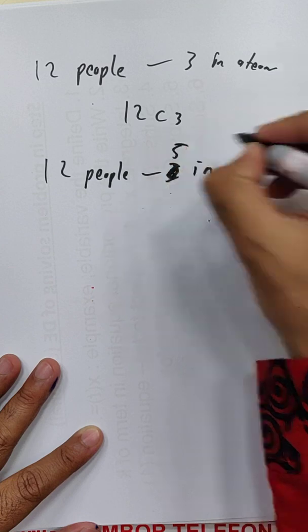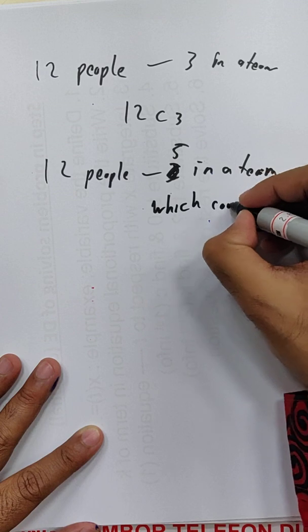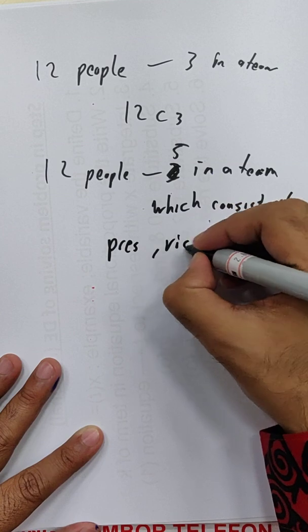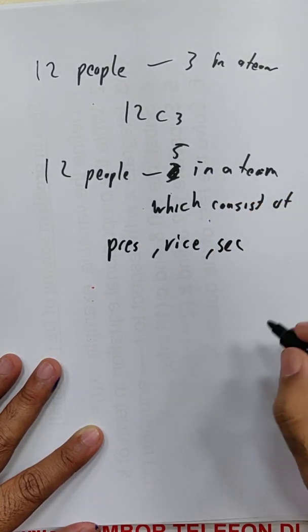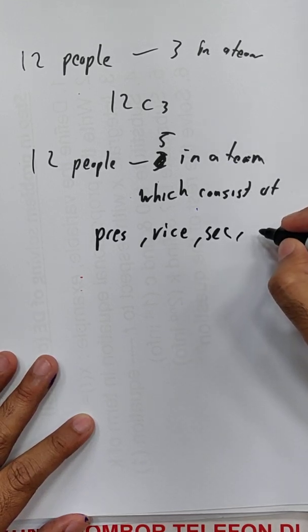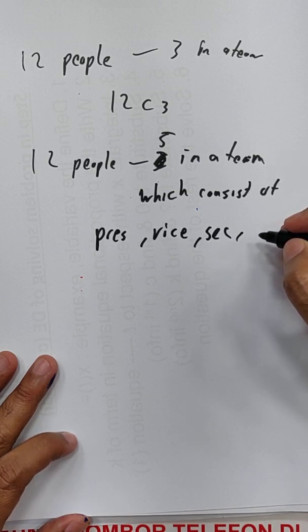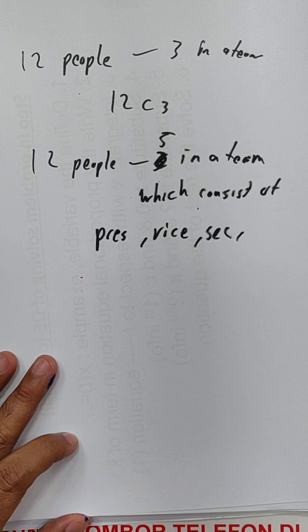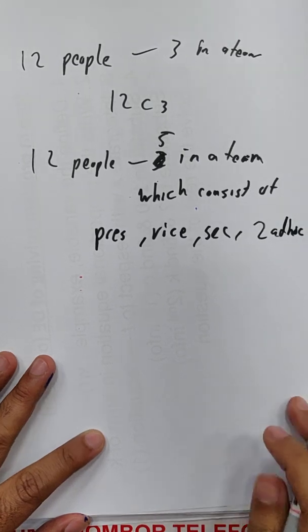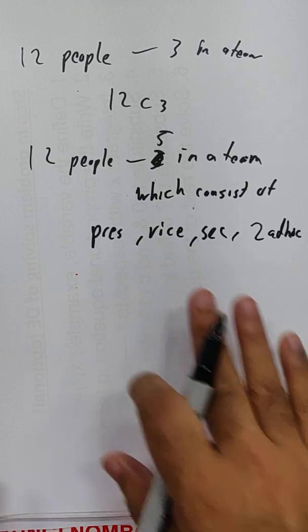Let's say 5 in the team, which consists of president, vice, secretary, and AJK. English called what? No, I want AJK. No, just AJK, 2 for ad hoc, let's say that. I think English I understand that. Ad hoc guy, okay? 2 ad hoc guys. Or in Malay, it will be AJK. Okay, how do we calculate this one?